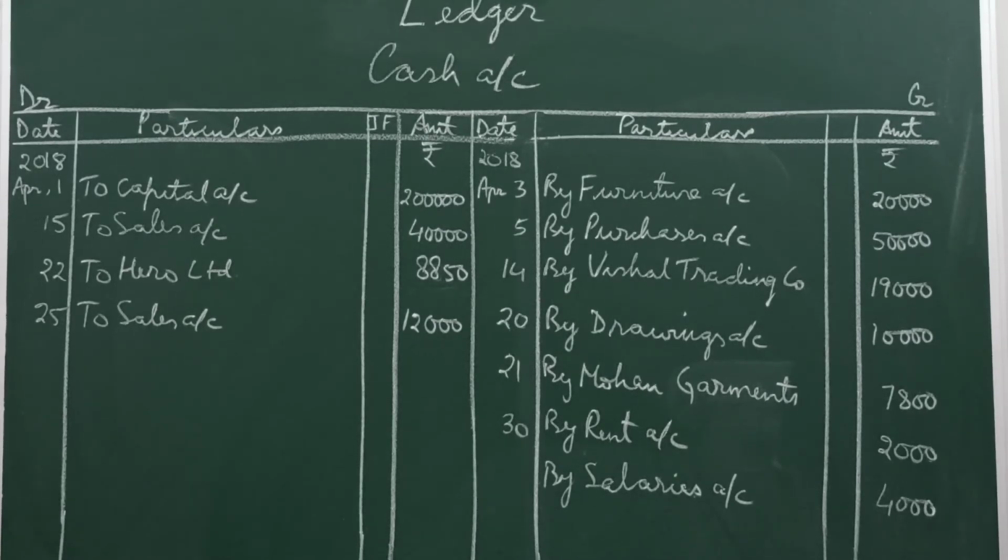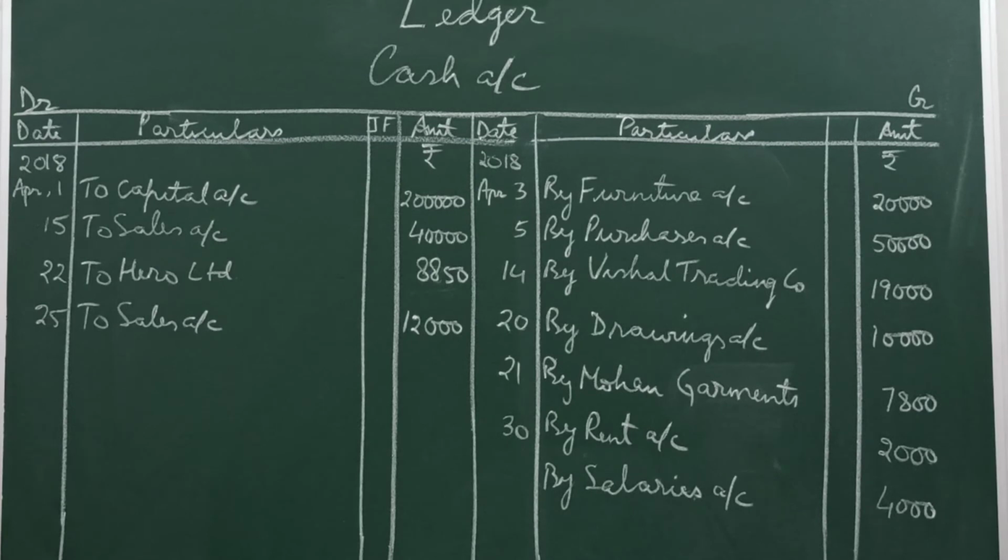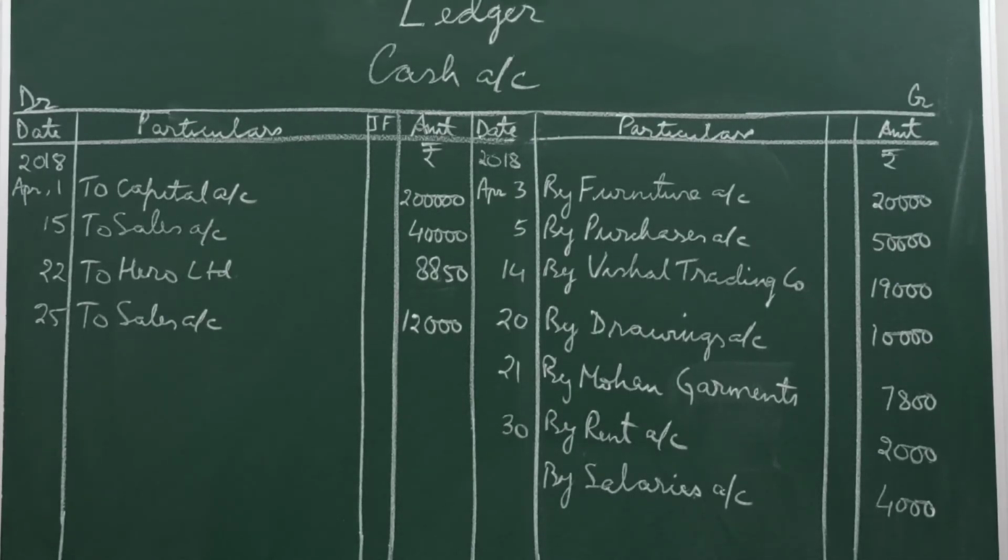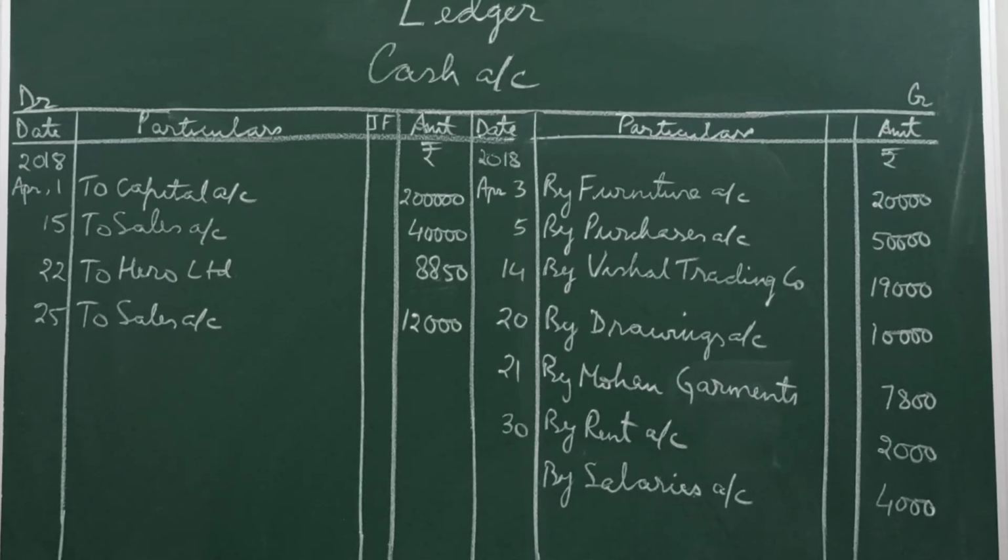Then again we have 21st, a compound entry, again cash is going out of 7,800. So write 21st by Mohan Garments, 7,800 on the credit side. On 22nd we have a compound entry, but here cash is coming in 8,850. So debit what comes in. You will ignore discount allowed on the debit side, but you will see on the credit side what account has been posted will be debited here.